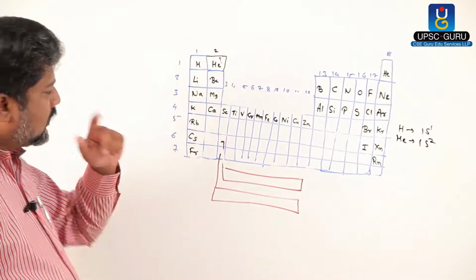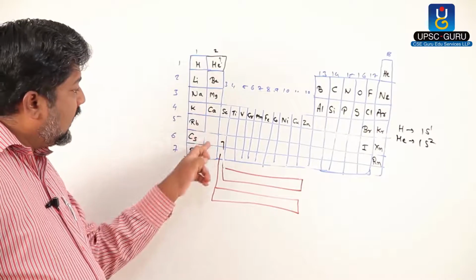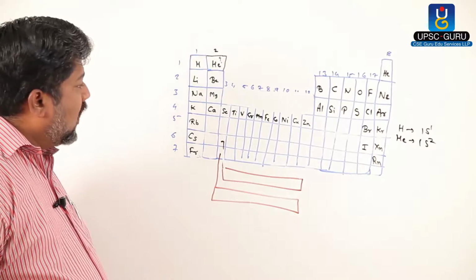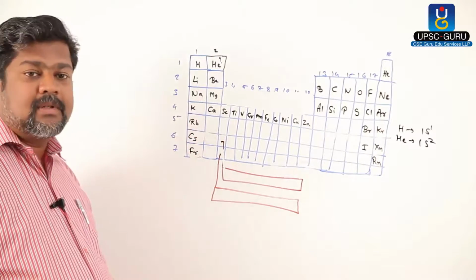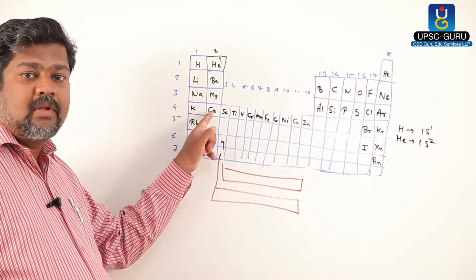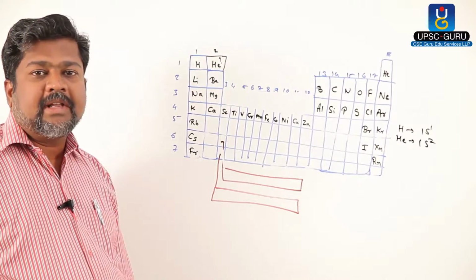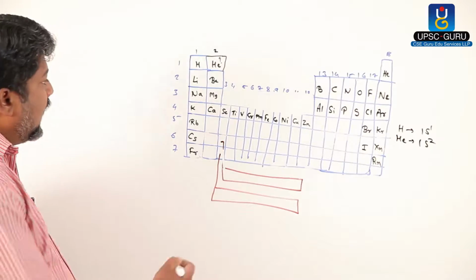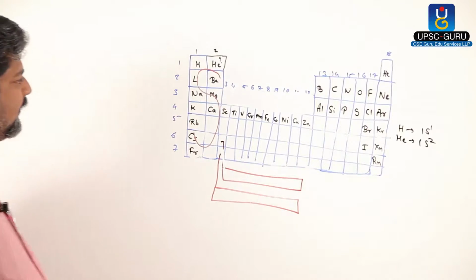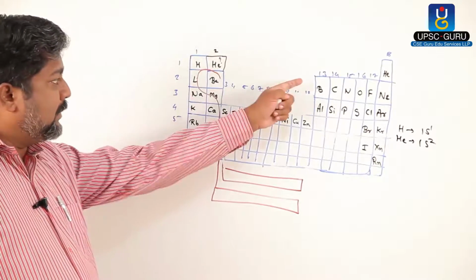Now check out any element here where you are aware of the electronic configuration, and you will always get the s shell under construction. For example, sodium 3s1, magnesium 3s2, potassium 4s1, calcium 4s2. Like that, in this particular block we get the s shell under construction, and so we call this block the s block. So now I am showing the blocks along with the periods.